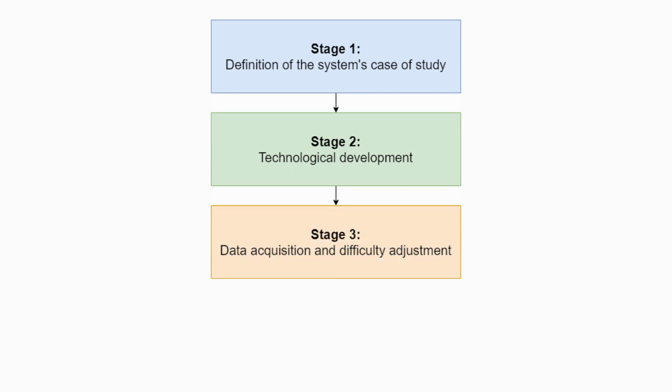In the third stage, being dedicated to the data acquisition and difficulty adjustment, the system is used by a certain group of participants so that data can be collected and used to develop an algorithm that can adjust the difficulty of the system for future users by comparing the results of their performance with the stored records.